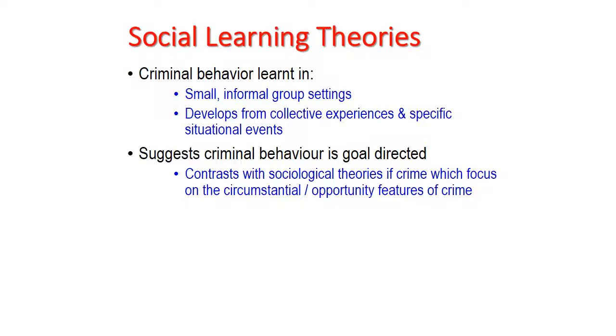Social learning theorists also suggest that criminal behavior doesn't occur randomly. Instead, it is goal-directed. That is, individuals engage in criminal behavior because there is a specific goal that they want to achieve at the end of it. This may include monetary gain, acceptance by peer group, power, and so on.